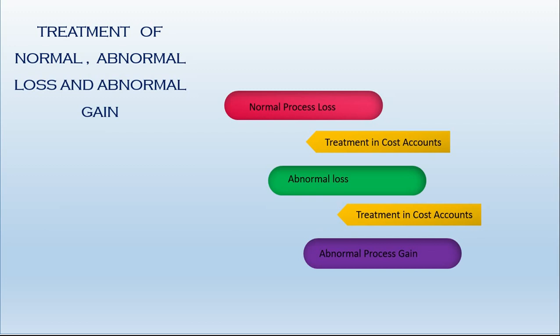Abnormal process gain or yield. The difference between actual and expected loss or actual and expected production is known as abnormal gain or yield. Treatment in cost accounts. The process account under which abnormal gain arises is debited with the abnormal gain and credited to abnormal gain account, which will be closed by transferring to the costing profit and loss account.